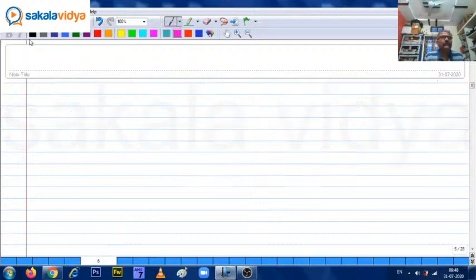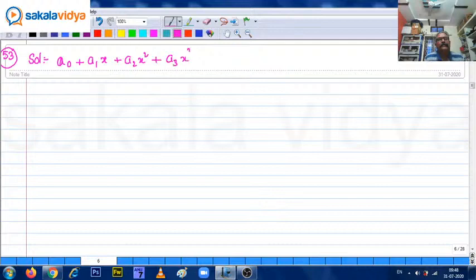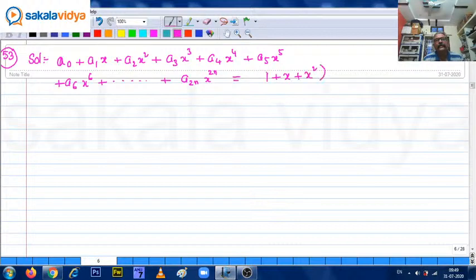So now the 53rd solution. a0 + a1x + a2x² + a3x³ + a4x⁴ + a5x⁵ + a6x⁶ + and so on up to a2n x^(2n) equals (1 + x²)^n. This is given, say equation 1.